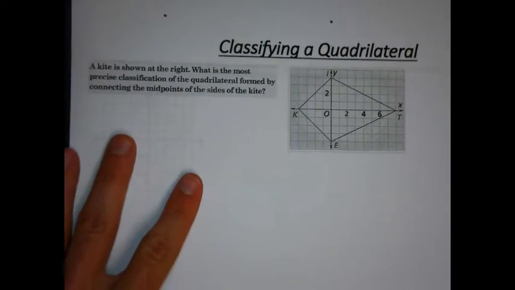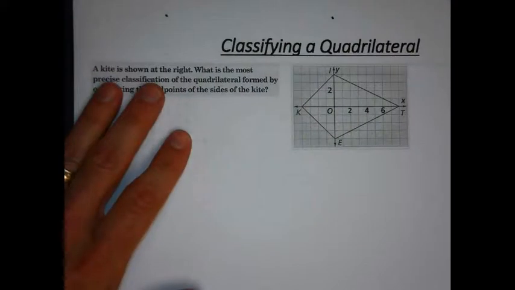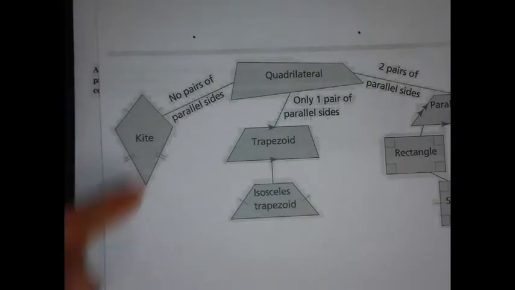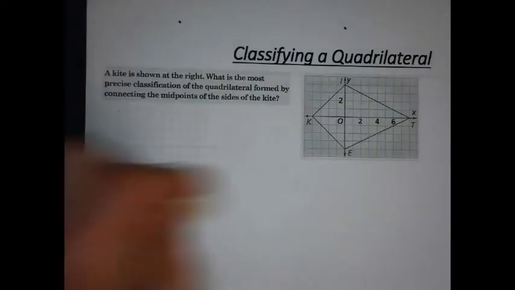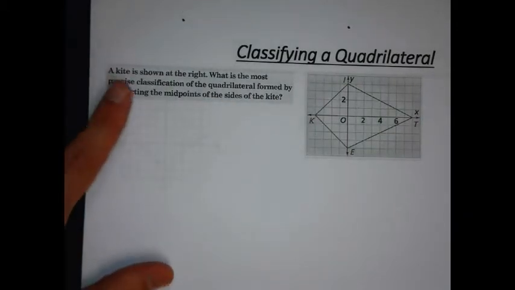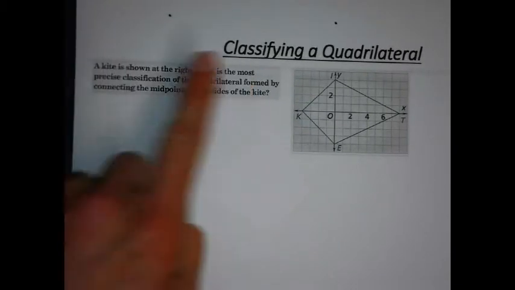So, what about classifying some interesting quadrilaterals now? So now we start using, we haven't used midpoint yet. We're about to. So a kite is shown at the right. What do we know about kites? If you recall, kites have no pairs of parallel sides, but 2 pairs of consecutive congruent sides. So we know that these 2 sides are congruent and these 2 sides are congruent. So the question is, what is the most precise classification of the quadrilateral formed by connecting the midpoints?